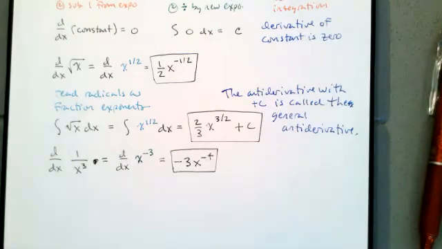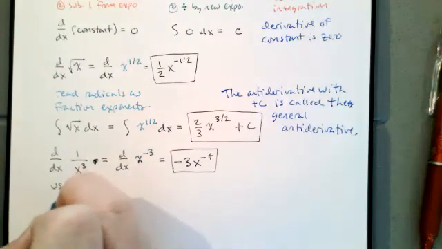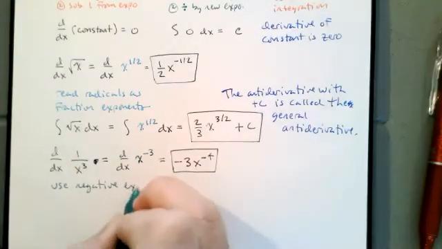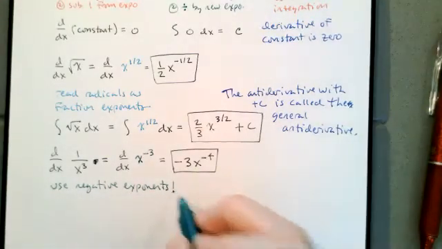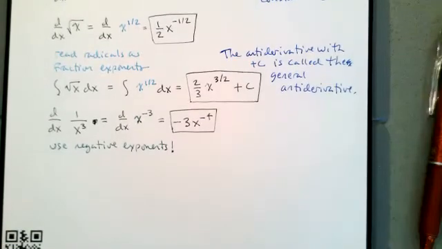So we can write things with negative exponents. We want to be able to use negative exponents when we're taking derivatives. This is just me advocating for the use of negative exponents more often.